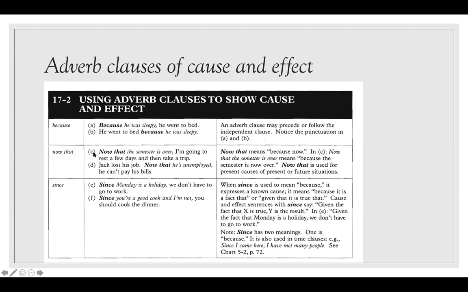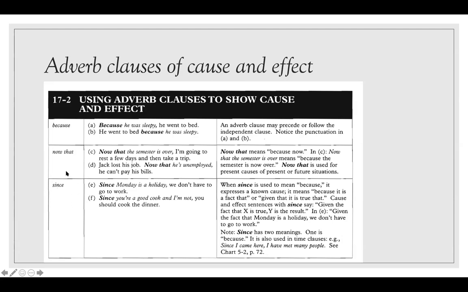So, now that the semester is over, at the beginning, comma, I'm going to rest a few days and then take a trip. Jack lost his job, independent clause. Now that he's unemployed, this is your adverb clause followed by a comma. He can't pay his bills. That's sad. I'm sorry, Jack. Everybody's nightmare. Anyway, so then we have since.